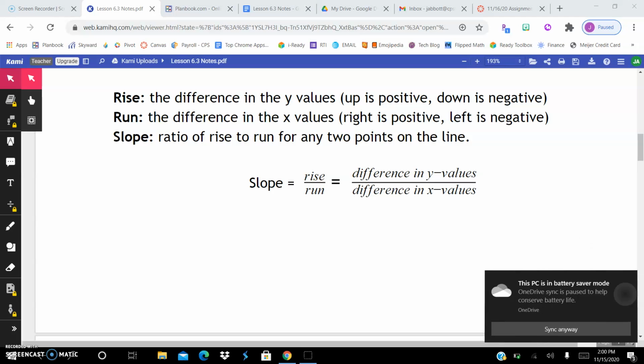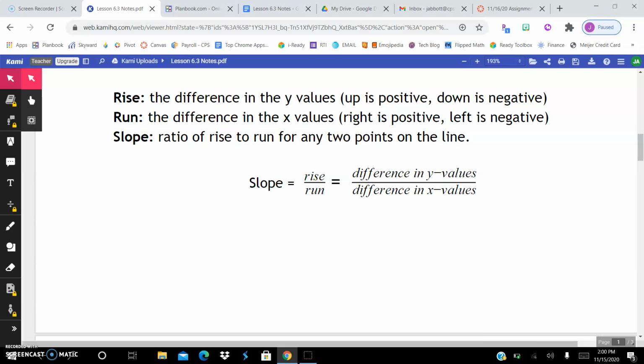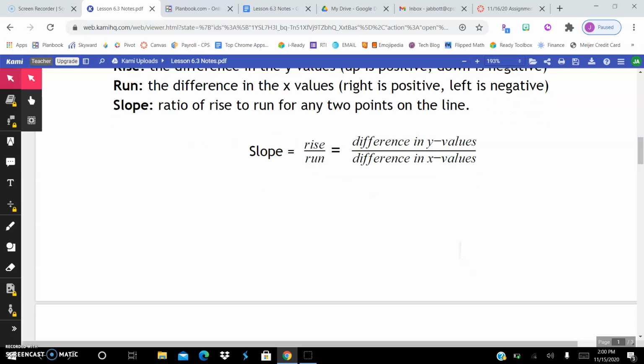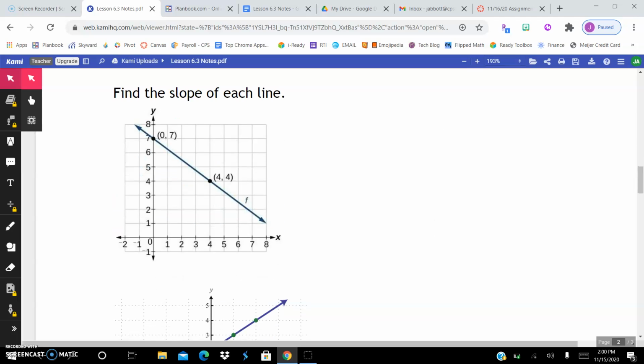So rise over run is also slope, which is the difference in y over the difference in your x. So you can see this called rate of change. You can see it called slope. You can see it called rise over run. You can see the change in the y over the change in the x. So lots of different things that mean the exact same thing.